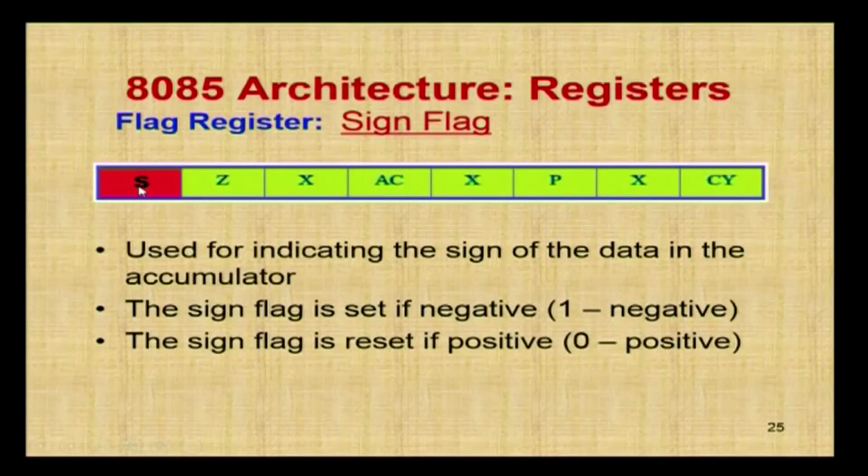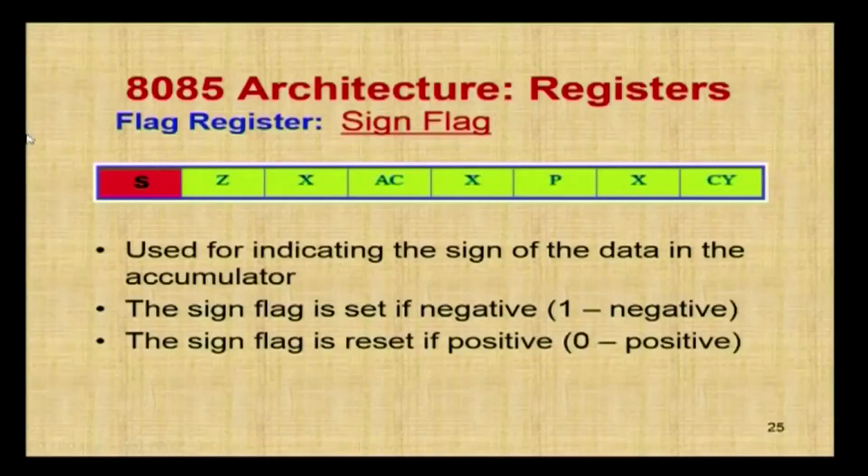This will indicate the sign of the data. In binary arithmetic, we can represent the sign. In arithmetic we use positive numbers and negative numbers. Normally we use plus and minus signs, but a digital computer cannot understand plus and minus, so you have to give some binary notation for plus and minus.